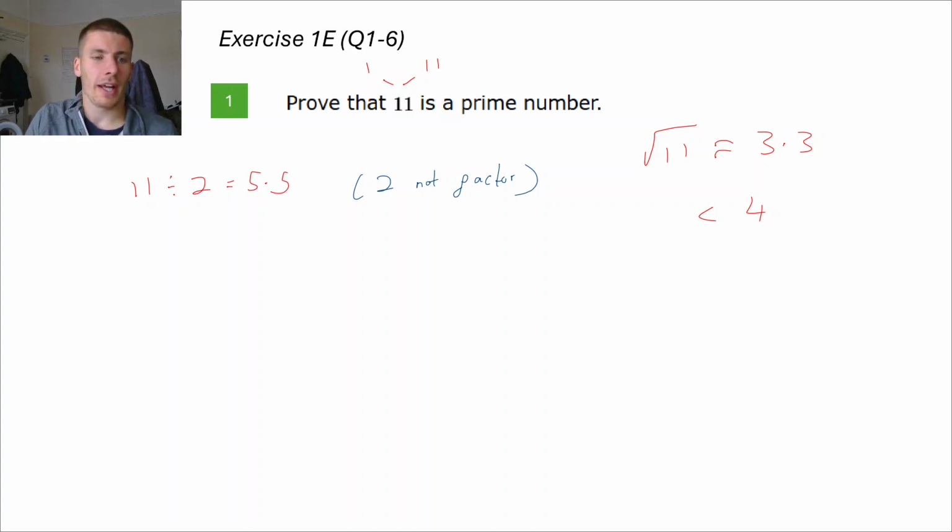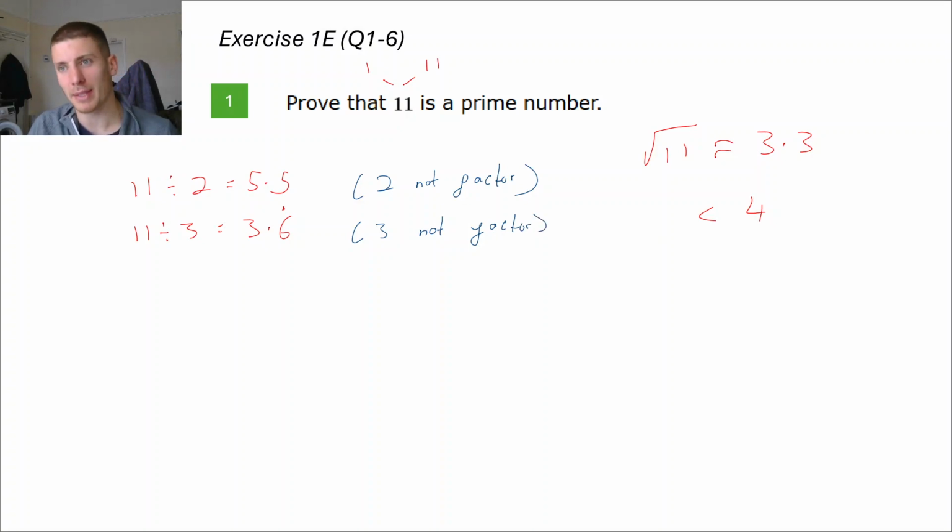Okay, good. If we do 11 divided by 3, what's that equal to? 3.6 recurring. Anyway, the key thing there is 3 is also not a factor. Excellent. And if you wanted to, you could divide by 4, by 5, by 6, by 7, by 8, by 9, by 10, but you're wasting time because we can now state the following.